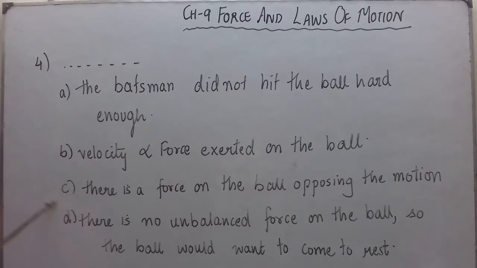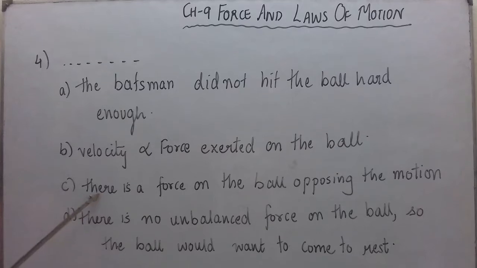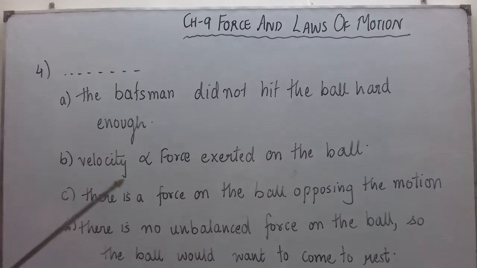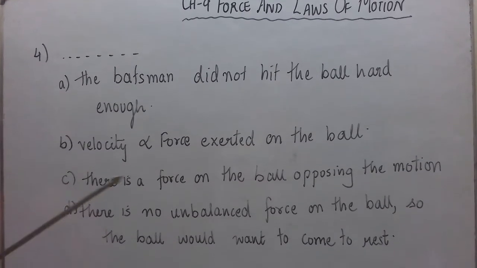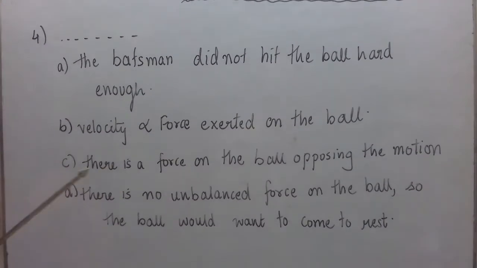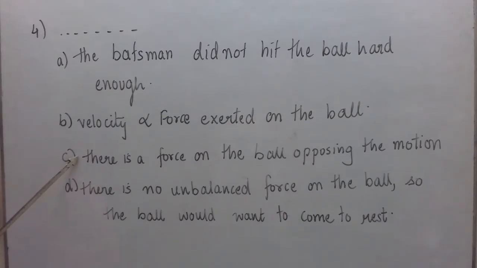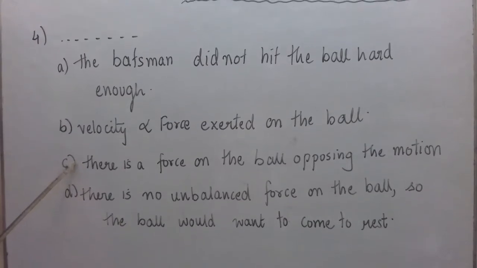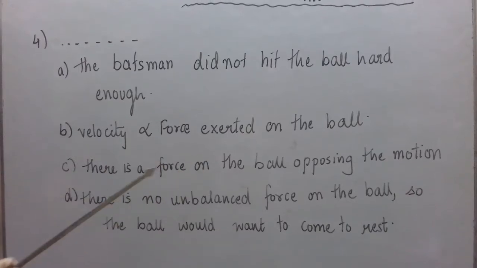C is the correct option. There is a force on the ball opposing its motion and hence the ball stops. And I think you must be knowing the answer that these opposing forces can be due to air resistance. Air may try to stop the motion of a ball, and secondly, frictional force between the ball surface and the ground on which the ball is rolling. So these two forces are the opposing forces which oppose the motion of the ball and hence the ball stops.